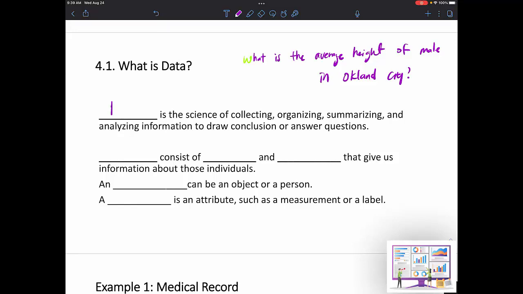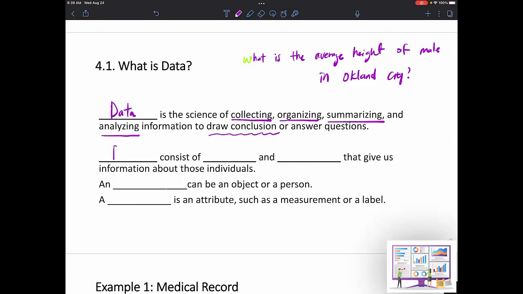So the data, as I mentioned, is not a short process. It is a long process. It is a science. You must collect that information, and then you're going to organize, summarize, and analyze it to find out the conclusion. So we're going to do this work by collecting, organizing, summarizing, and analyzing.